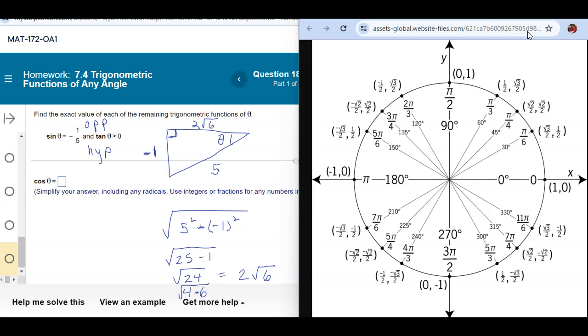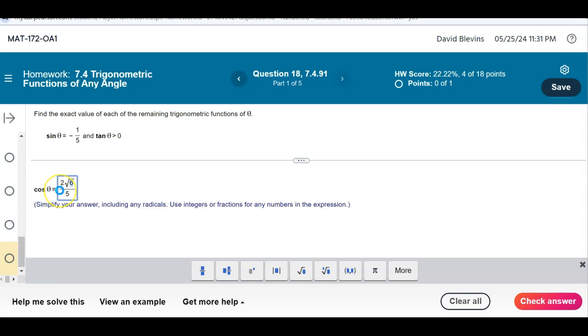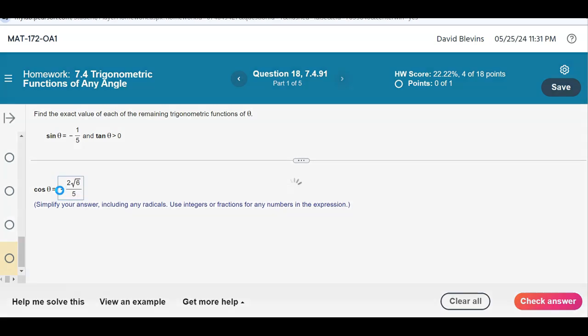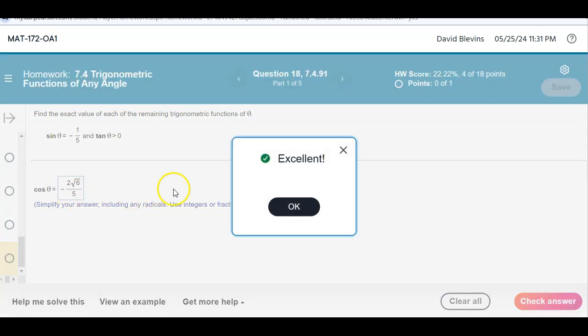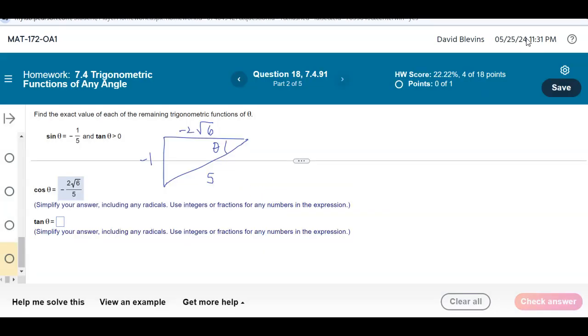All right, cosine is the adjacent, which is this side we just came up with, over the hypotenuse. So that's 2 square root of 6 over 5. And just remember, because we're in quadrant 3, that's going to be a negative. So the x-coordinate is negative. In quadrant 3, the y-coordinate is negative. So that's -2 square root of 6 over 5. All right, tangent is opposite over adjacent. So it's -1 over -2 square root of 6. But because of the two negatives, I can drop them. Negative divided by negative is a positive. So I have 1 divided by 2 square root of 6.